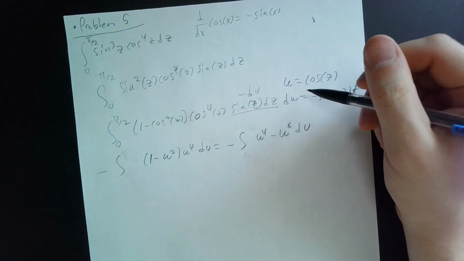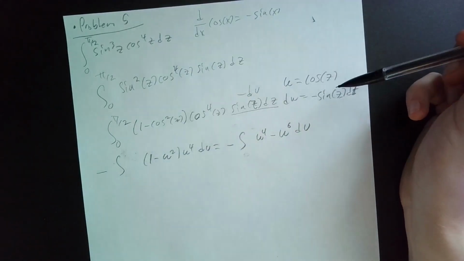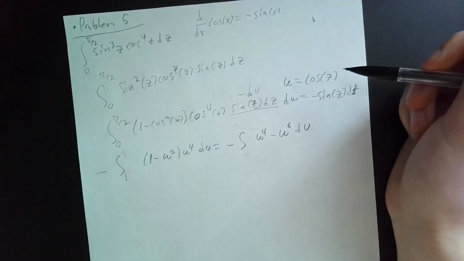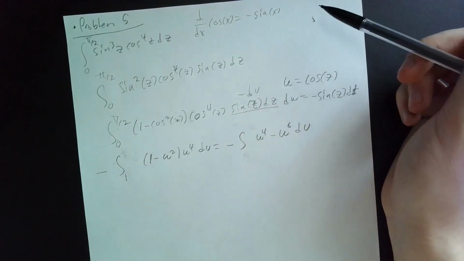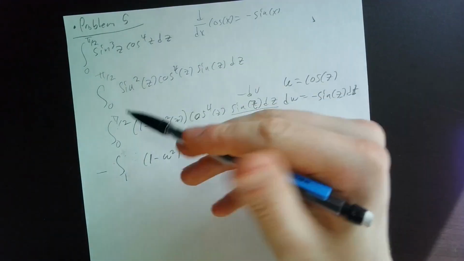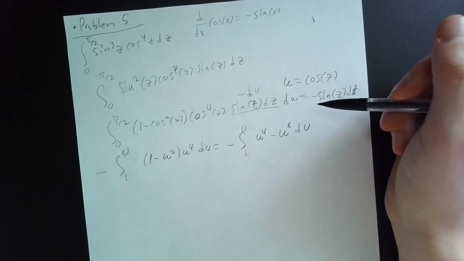So my bottom bound in z is 0. If I look at my u and I plug in z for 0, I get 1. So I know my bottom bound is going to be 1. And if I do the same thing with pi halves, plug that into my cosine of z, I see that I get 0 for u. So that means I go from 1 to 0 there.